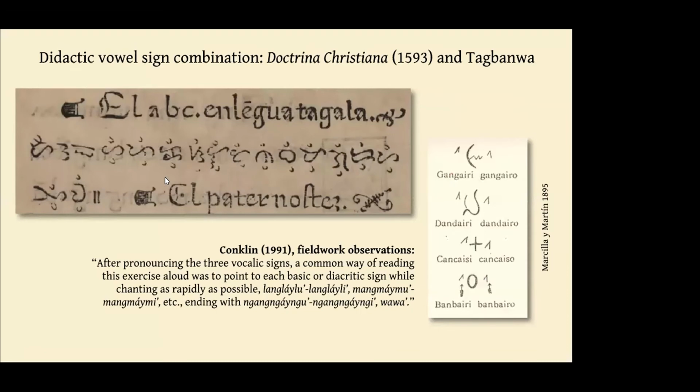And I believe this probably results from the way that the combinations of consonants and vowels were taught in spelling. So here from the Doctrina Christiana, 1593, we have the letters listed in their standard order. And for every consonant sign, you see the E sign above and the U sign below. The Tagbanwa on Palawan Island did the same thing, and they had a special way of reciting this: langlaylo, langlay, mangmaymo, mangmaymi, and so on.